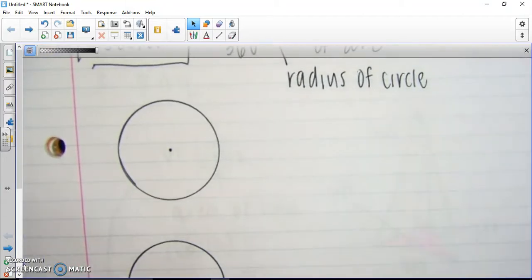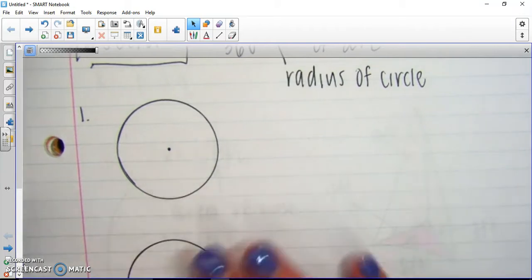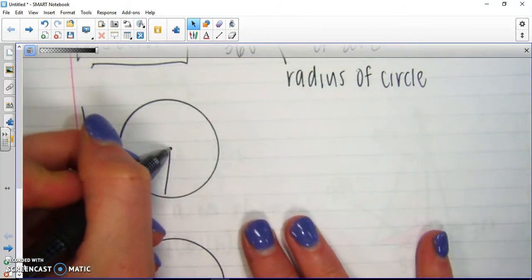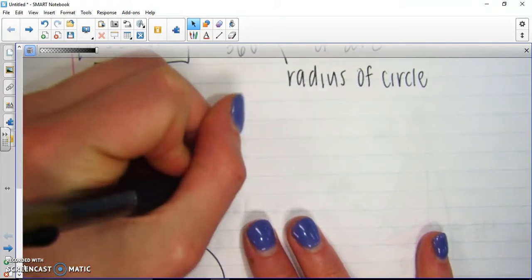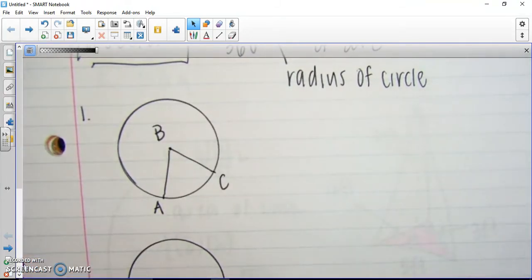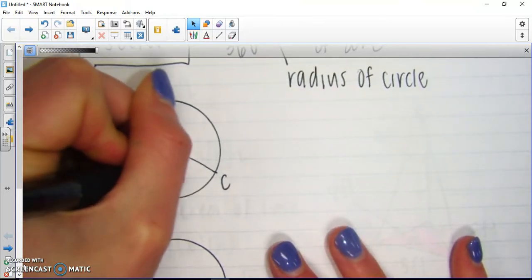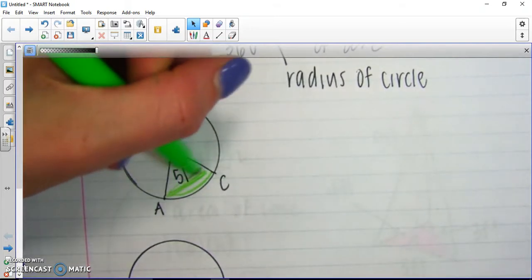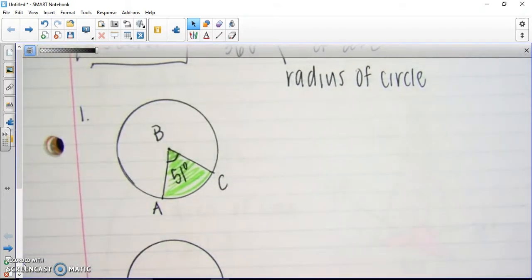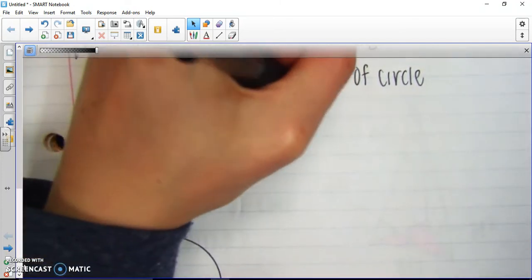For all of these, we're going to find the area of the shaded sector. All right, so let's have our circle, and let's go ahead and draw a sector. I'm going to say that this is point B, this is A, this is C. This goes all the way to the edge of the circle. And let's say that this angle measure here is 51 degrees. And the shaded area is this little pizza slice. Okay. I want to find the area of the shaded section.